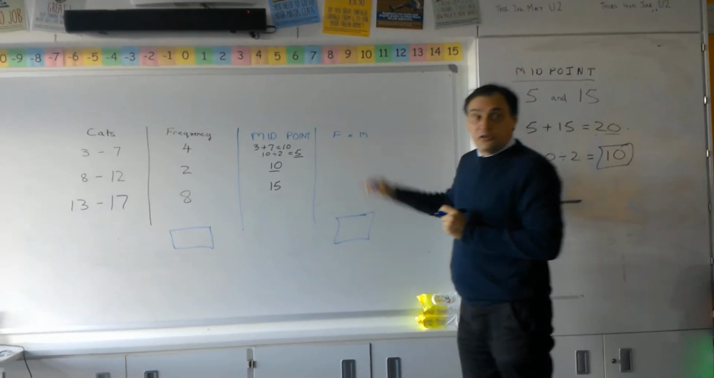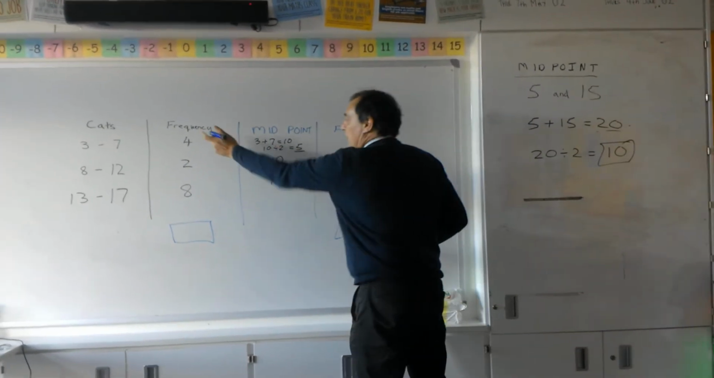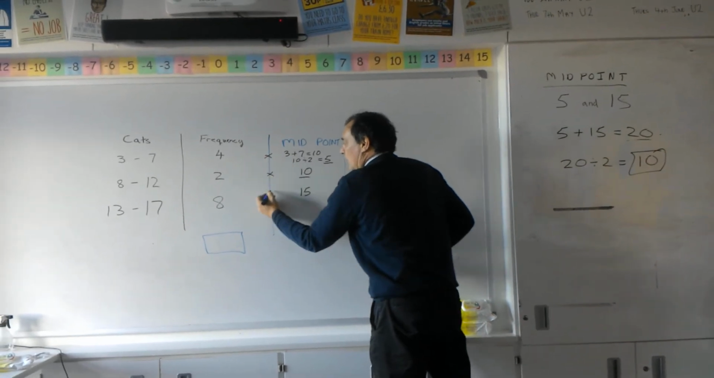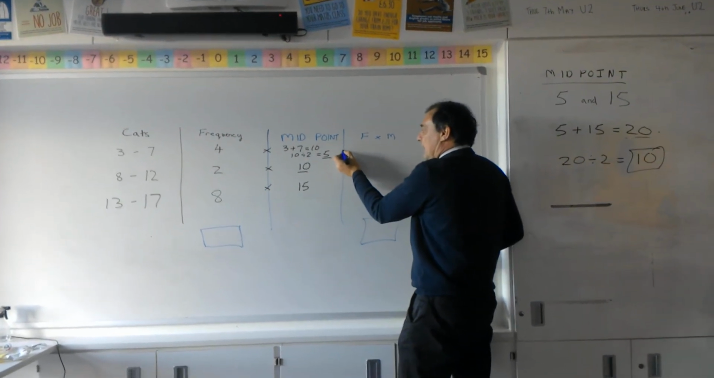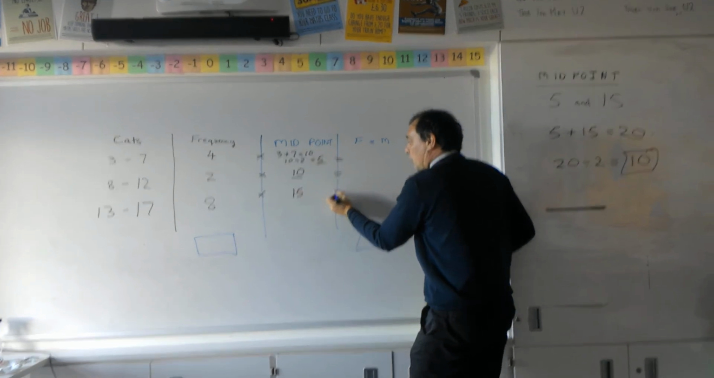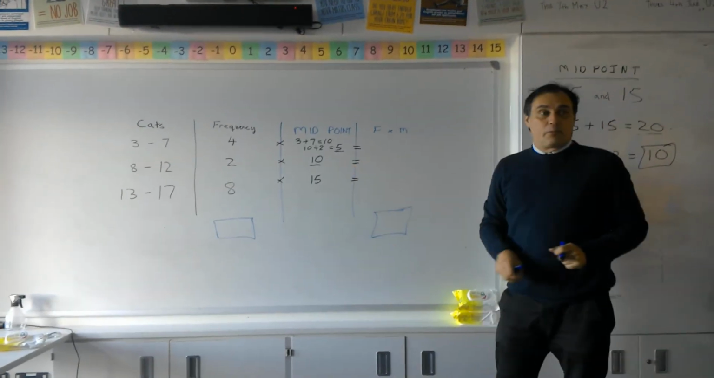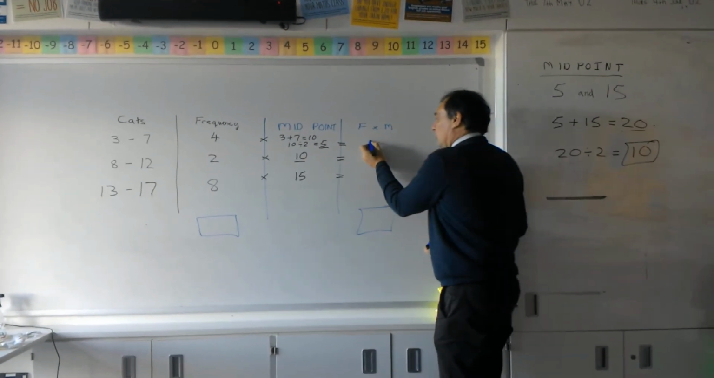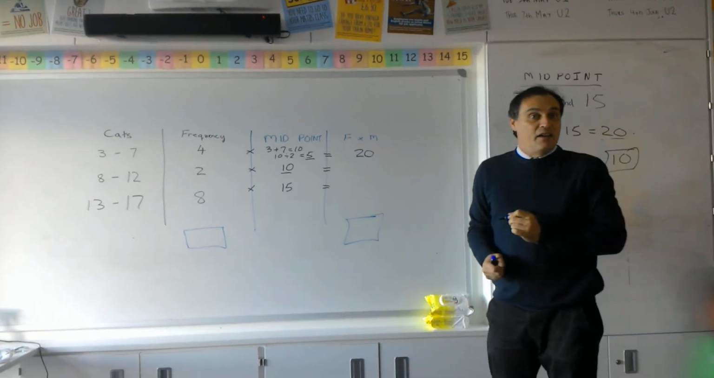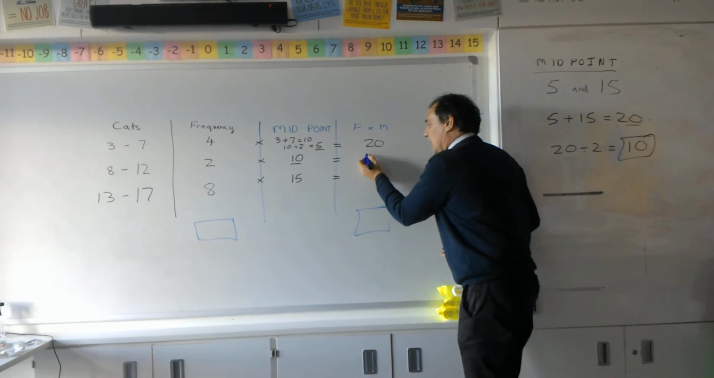Our next job is to do an F times M column. So here's our frequency F. We're going to multiply it by each of our midpoints here. So we're going to have an F times M column. So I'm going to do 4 times 5. 20. Right, so 20. 2 times 10? 20 again.